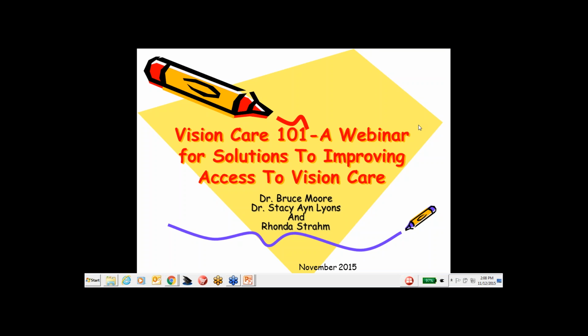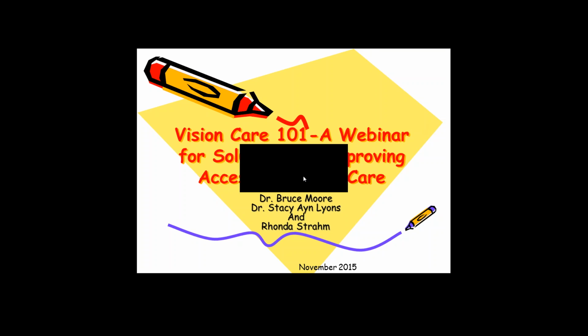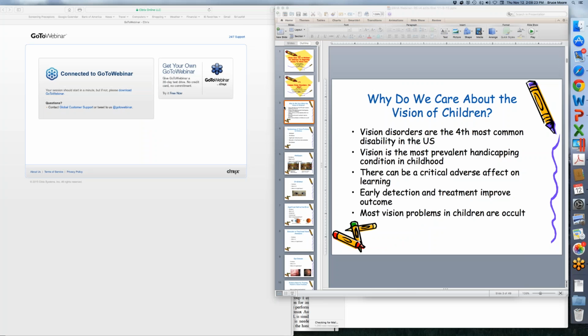And finally, an important consideration is that vision problems in children are almost always occult problems. Occult problems simply mean that the child doesn't know they have a problem. All too often the parents don't know the child has a problem. And the only way we're going to know that a child has a problem is if we do effective screening or examination of that child in order to understand if the child does have a problem, and if so, what the problem is, and then getting the child into care.